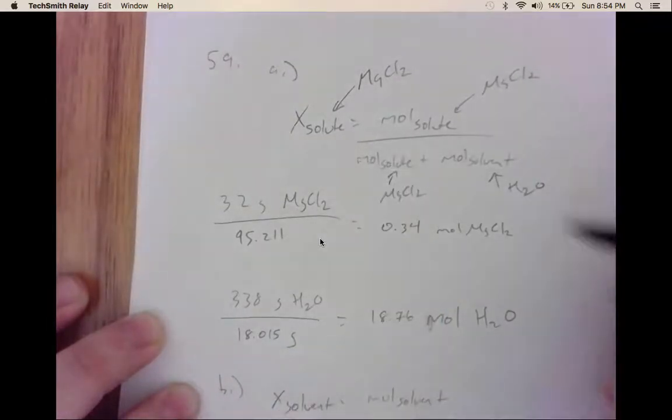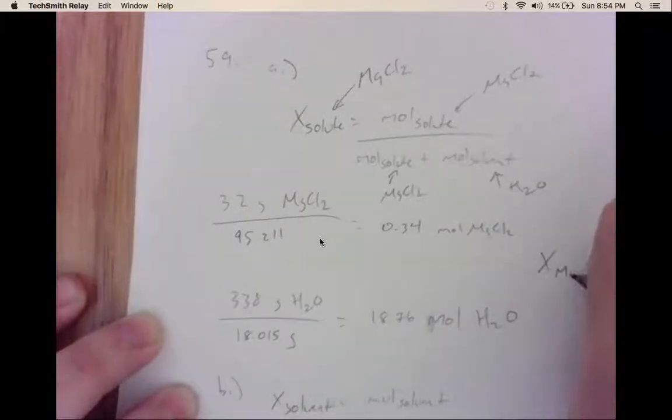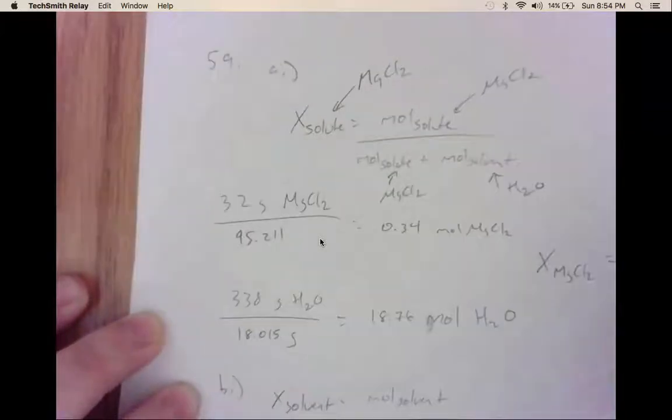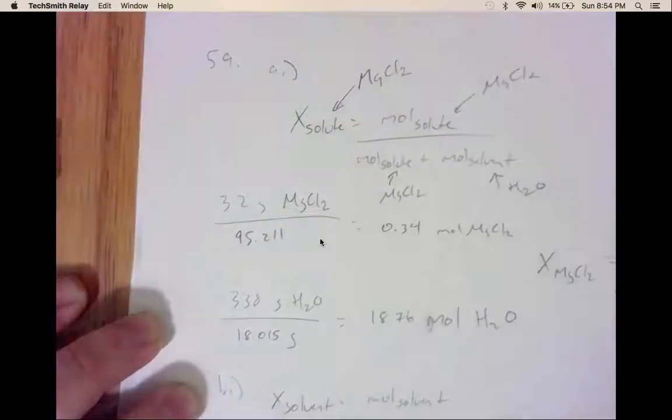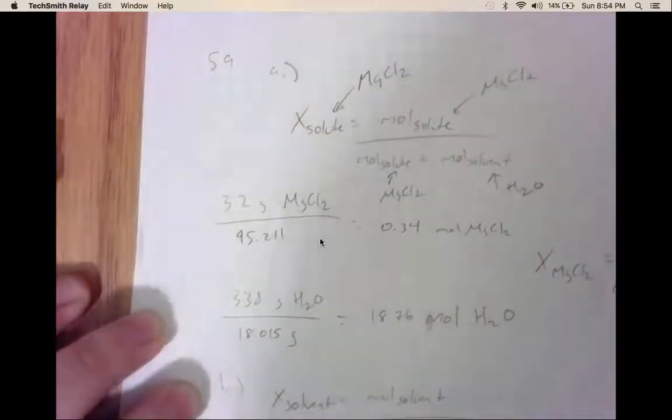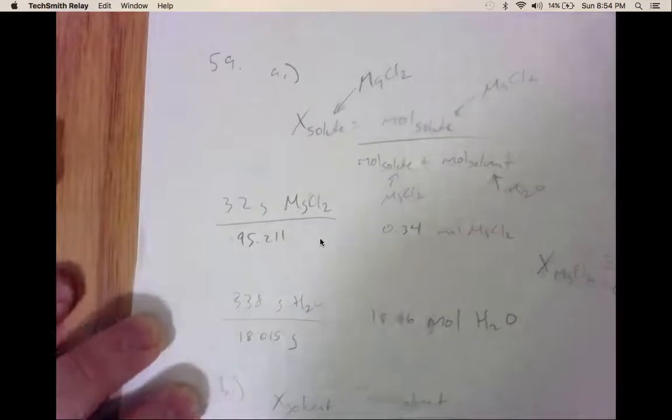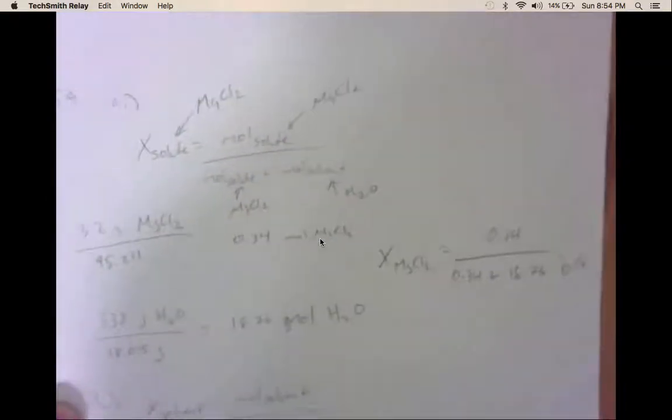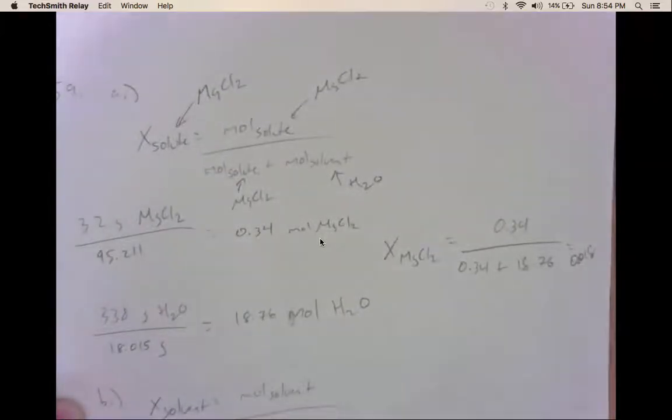So now we just plug into our mole fraction formula. We know that the solute is MgCl2, and that's what it's asking us for. The mole fraction of MgCl2 will equal the moles of MgCl2 over the moles of magnesium chloride plus the moles of water. When you solve this, it comes out to 0.018, and that is your mole fraction. Remember guys, on mole fraction you have no units.